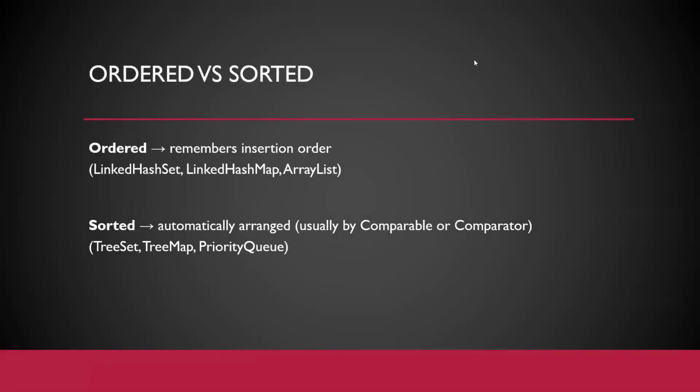So there's a concept of ordered versus sorted. Ordered pertains to insertion order. Think array list, linked hash set, linked hash map. And then we have sorted. They're arranged based on a natural sorting order. So collections like tree set, tree map, and priority queue. Again, I will talk about these later in more detail.